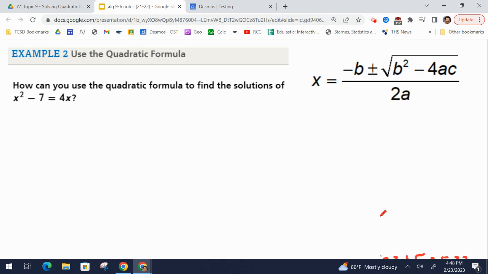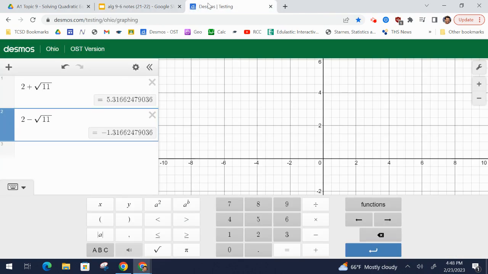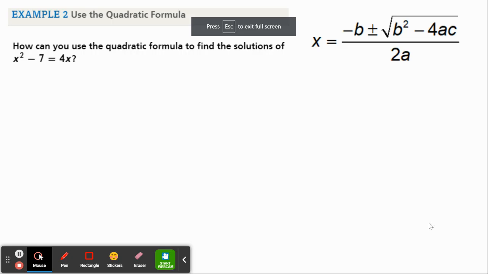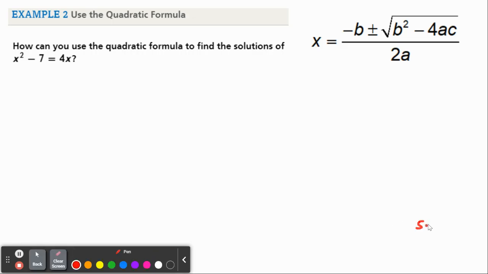Let me just double check. Yeah, 5.32 and negative 1.32. Okay, so again, it went away. Sorry about that. So now, just to kind of connect this to the graph, because we did this when we factored. So if I have 5.32 and negative 1.32, these are my 2 x-intercepts.